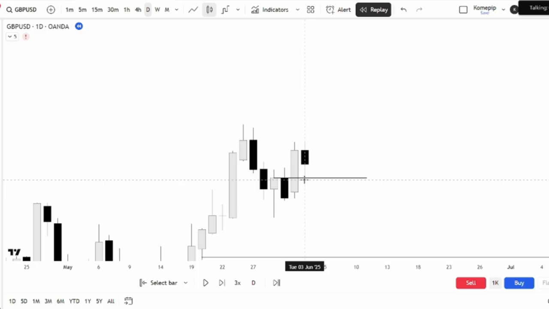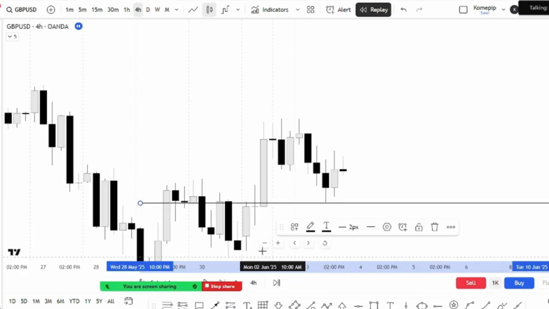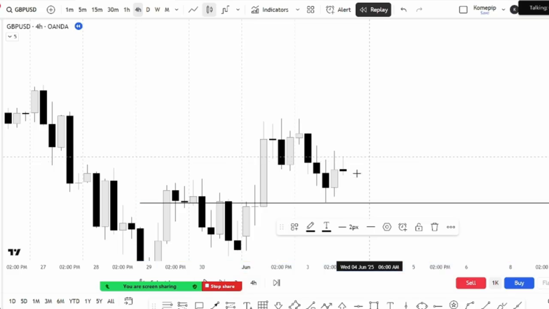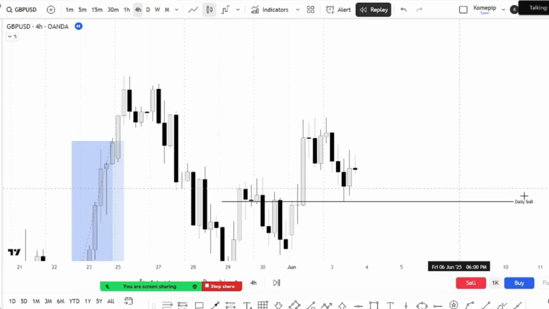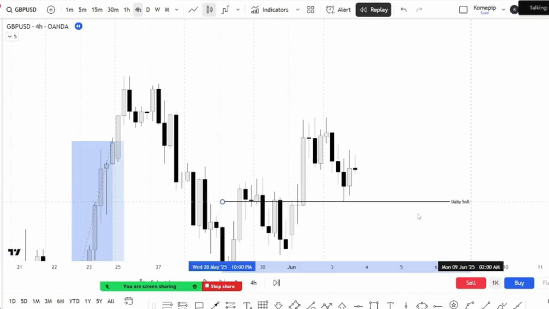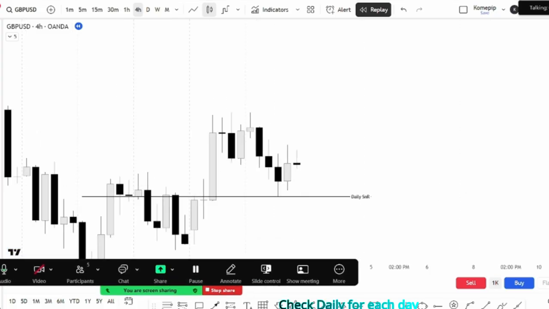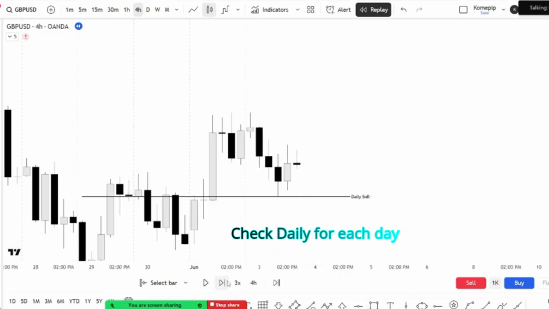On this day we need to wait patiently. This is a daily zone. We had the daily zone. So for me, I would call this a daily, just to know where price is. Then all I did was wait patiently, and let's play price and see.